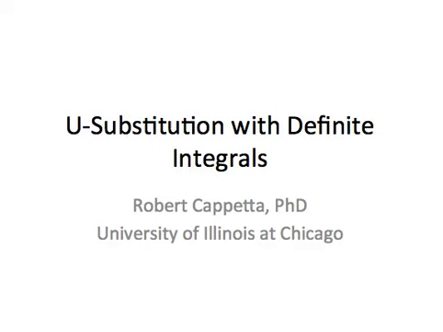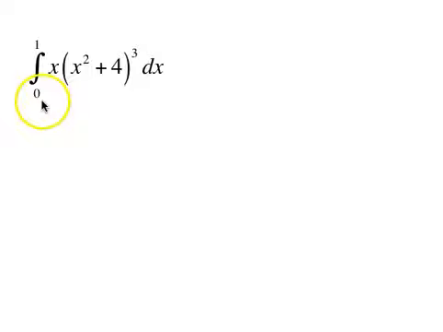This is Bob Capetta from the University of Illinois at Chicago, and this lesson is on u substitution with definite integrals. So we have the integral from 0 to 1 of x times quantity x squared plus 4 to the third power dx. These endpoints, the integral from 0 to 1, make this a definite integral. So our strategy is to find the antiderivative, plug in the endpoints, and subtract. That's in essence what we're trying to do here.